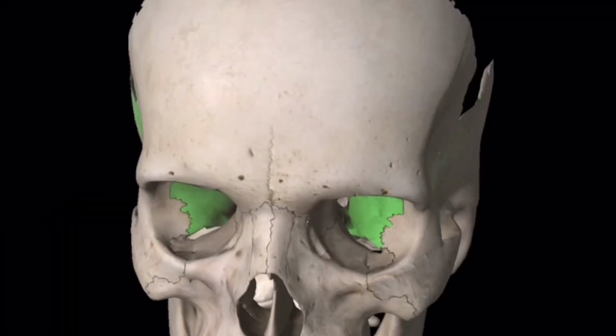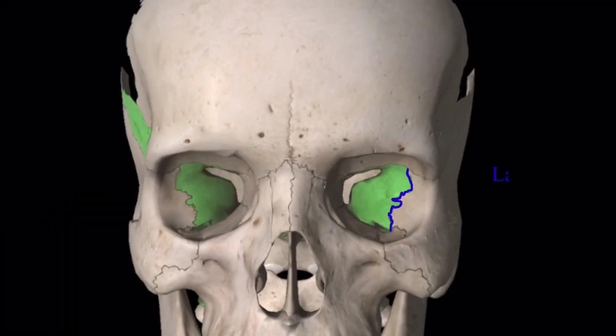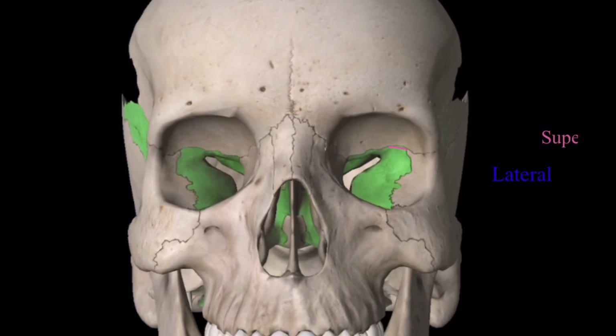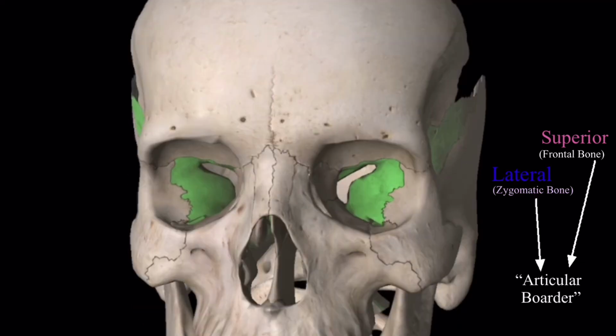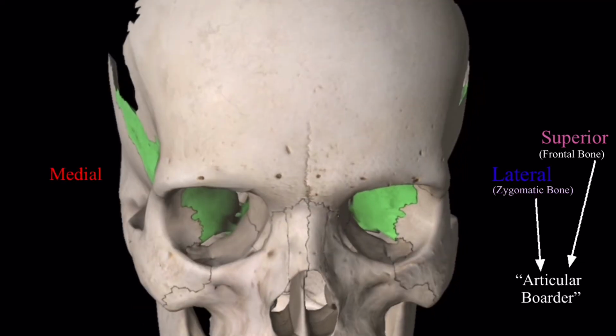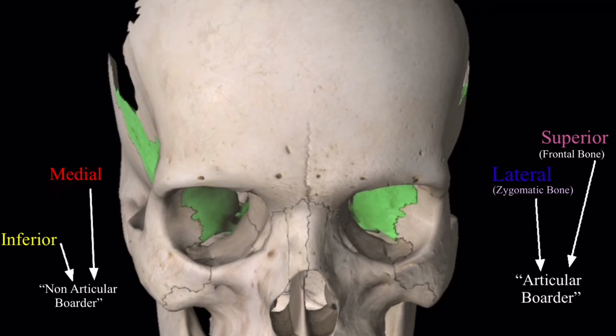Among these four borders, the lateral border and the superior border are the articular borders. The lateral border articulates with the zygomatic bone, while the superior border articulates with the frontal bone. The medial and the inferior borders are the non-articular borders. They do not articulate with any bone.